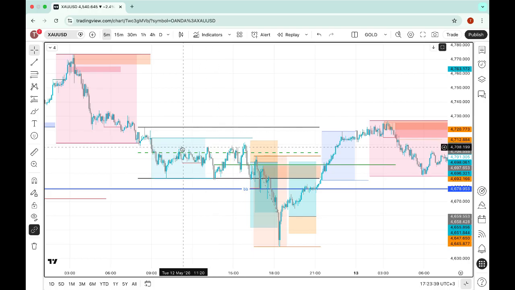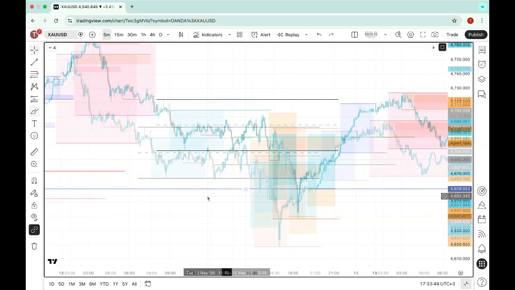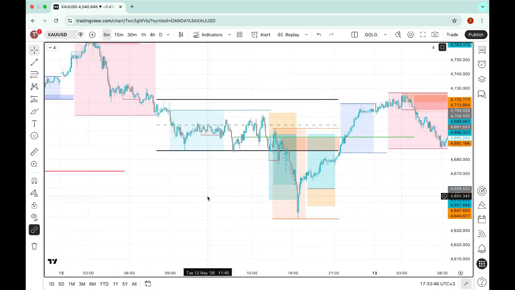So you need to wait for liquidity to be swept, and as you can see here, price really created a lot of liquidity around this area. So what you have to do is to wait for price to sweep either side of them. So here, when price swept this liquidity, you can see here we have equal highs. There is another pair of equal highs here.